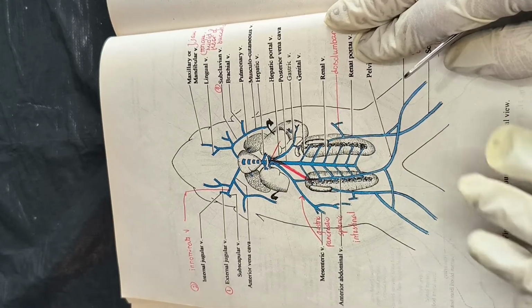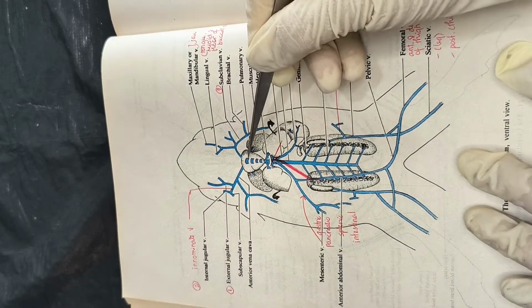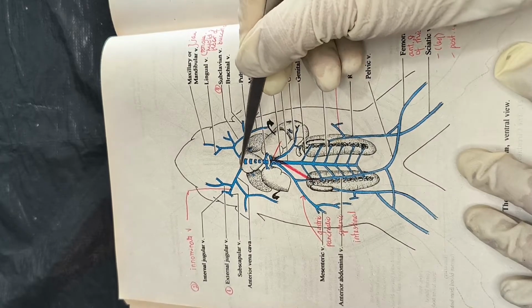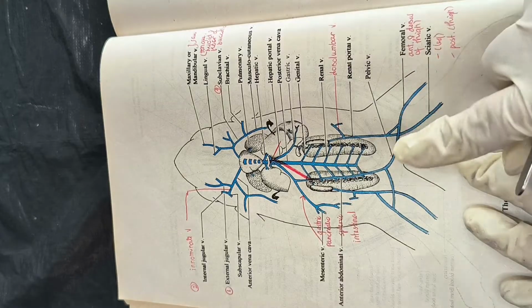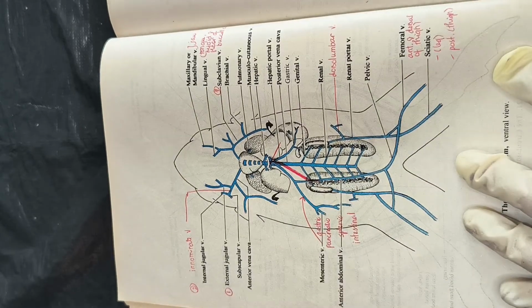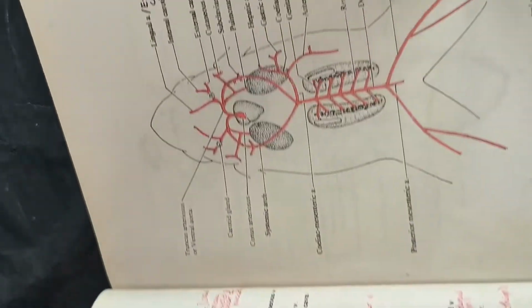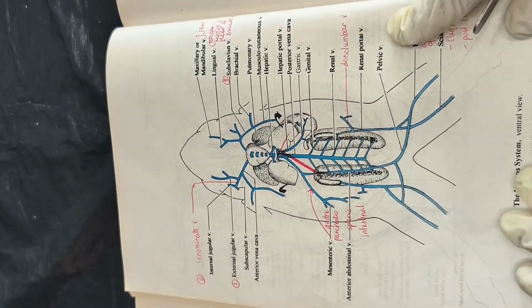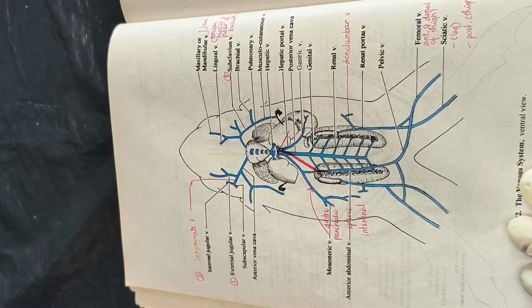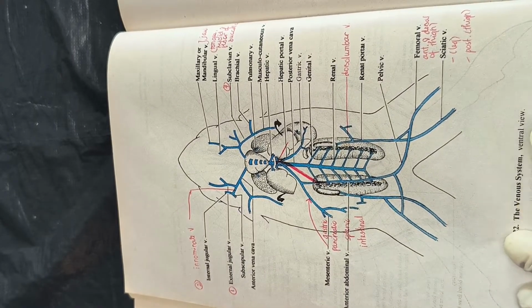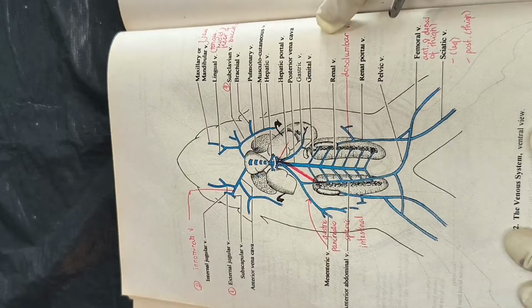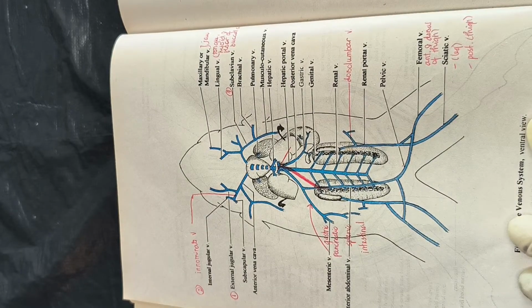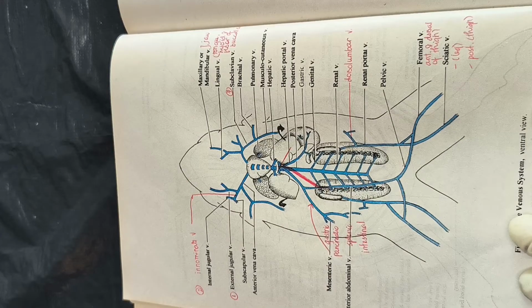The cardiovascular system is made up of the heart, and then of course the blood vessels: you have the veins, and then you have the arteries. And then of course you have the blood. So the focus of this vlog is for you to familiarize yourself with the blood vessels, especially with the veins of the frog.